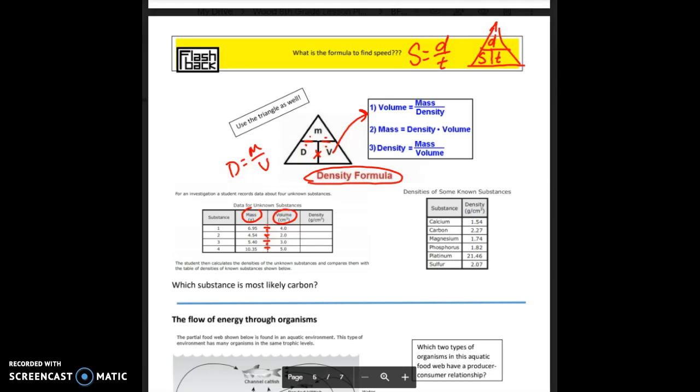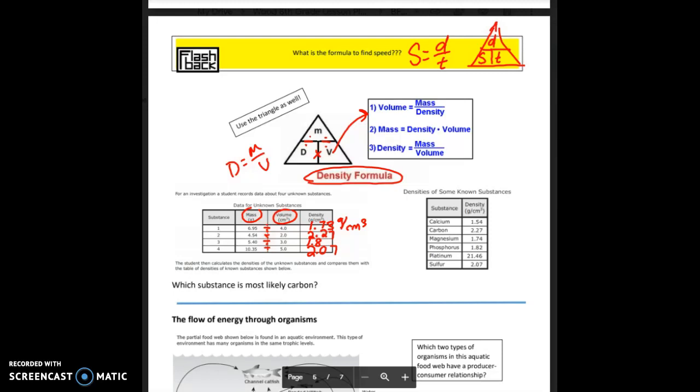So the first one is 6.95 divided by 4, giving us a density of 1.73. And density is grams per centimeter cubed. Next one is 4.54 divided by 2, giving us 2.27, same units. 4.0 divided by 1 would be, is it 1 or 3? Divided by 3, I'm sorry, I can't see that. 1.4 divided by 3 is 1.8. And 10.35 divided by 5, giving us a density of 2.07.